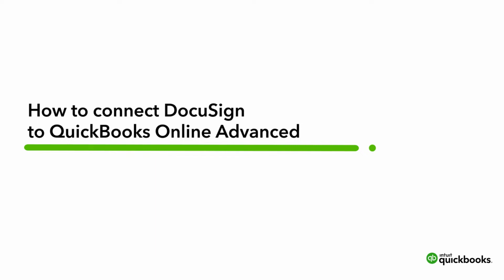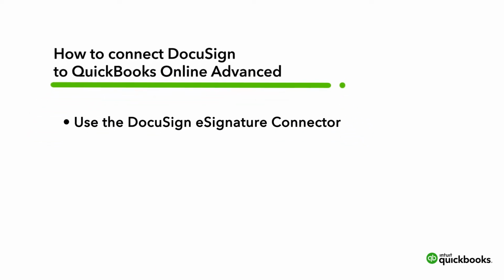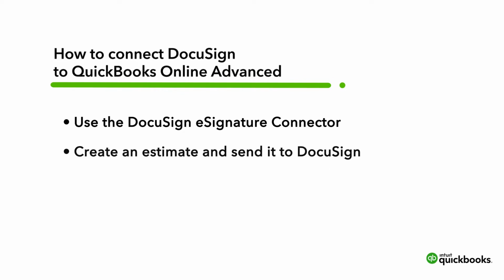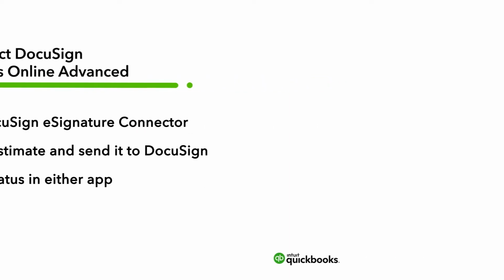The DocuSign e-signature connector lets you connect DocuSign to QuickBooks Online Advanced so you can create an estimate in QuickBooks, send it to DocuSign, and track the status from either app at the same time without any extra work. We'll go over how to link QuickBooks Online Advanced to DocuSign, send estimates to clients, and then track their signatures with the DocuSign connector by QuickBooks.